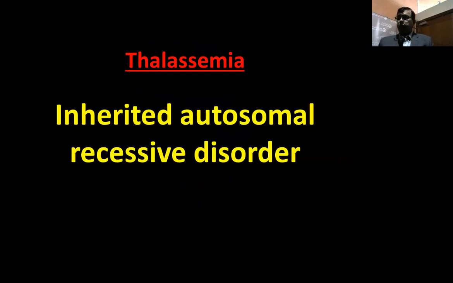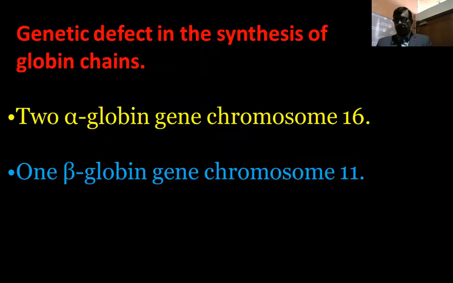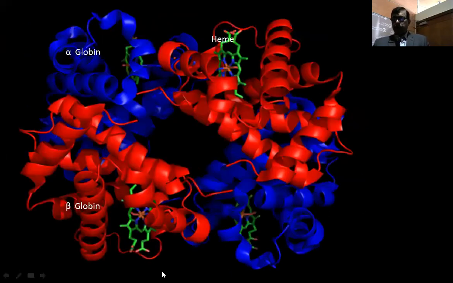It is an inherited autosomal recessive disorder, and it is due to a genetic defect in the synthesis of globin chains. We have 2 alpha globin and 2 beta globin. The alpha globin genes are situated on chromosome 16, and the beta globin gene is situated on chromosome 11. So that's the picture. Hemoglobin is made of heme, 2 alpha globin chains, and 2 beta globin chains.